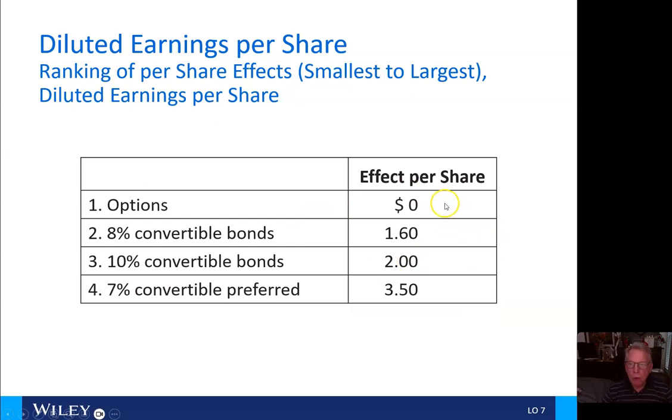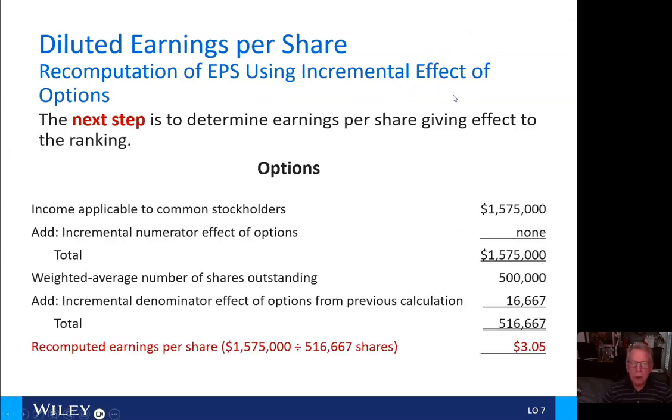So if I add those all up, here are our options at 0, $1.60 for 8% convertible bonds, $2 for 10% convertible bonds, and finally $3.50 for the 7% convertible preferred. And we're listing them from smallest to largest in the ranking here. So the next step then is to determine the earnings per share given effect to the ranking.